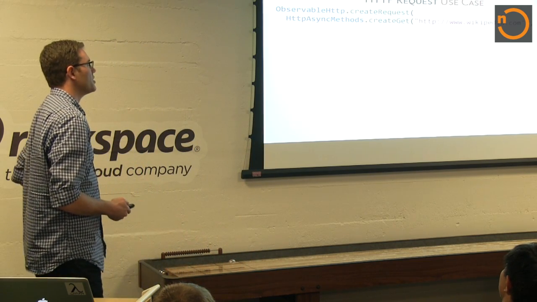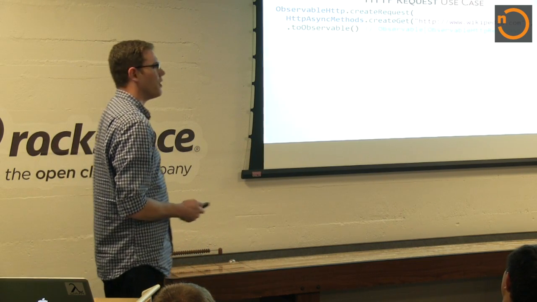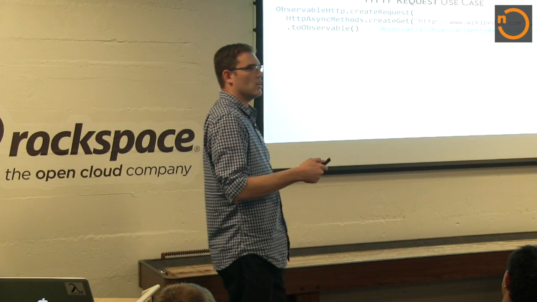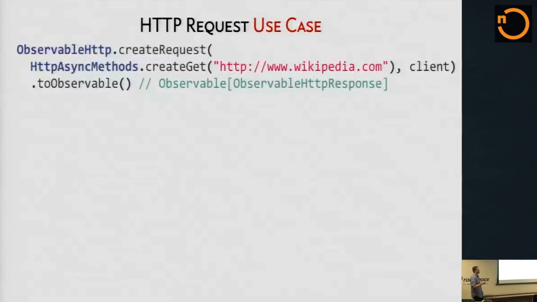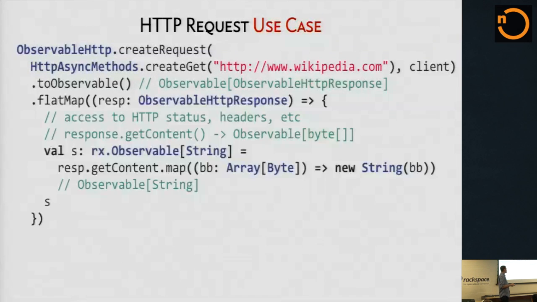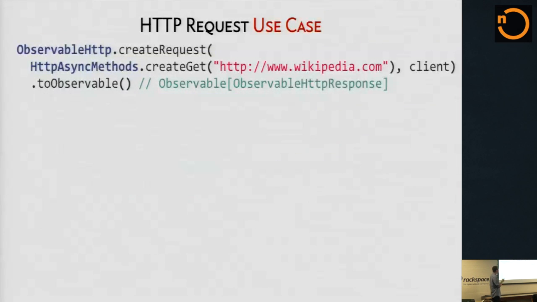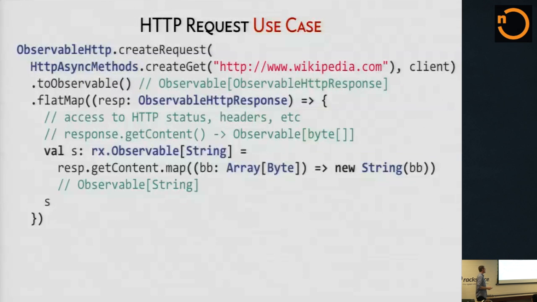So the HTTP request use case is an example of how with observables you can do it in an Rx manner. In this case, this is using the Apache HTTP async client under the covers. We create this, and at this point it's just declarative. It's just telling me I want to go off and do that, but it's lazy, it doesn't do anything yet. I convert it to this observable, which is going to give me an observable of HTTP response.